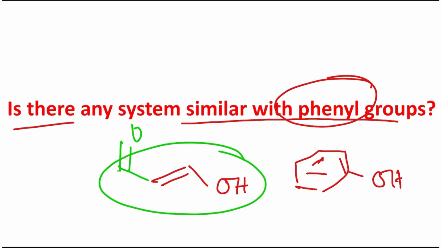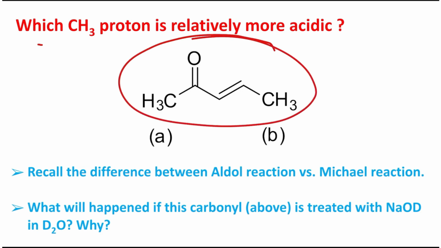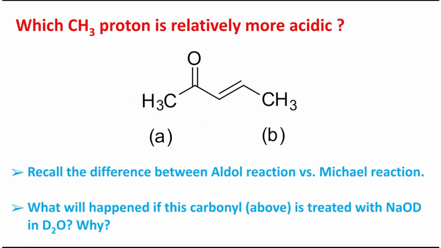Just some time before, we talked about vinylogous carboxylic acid. Now if you look at this molecule, the question is which CH3 proton is relatively more acidic. What I am talking about is this proton A and these protons B. So which is relatively more acidic? Now obviously A is more acidic.